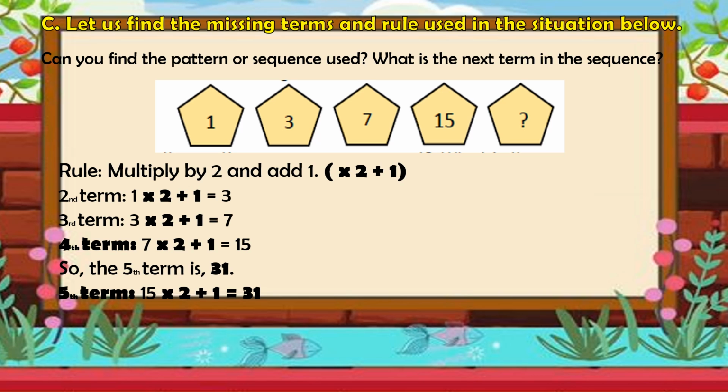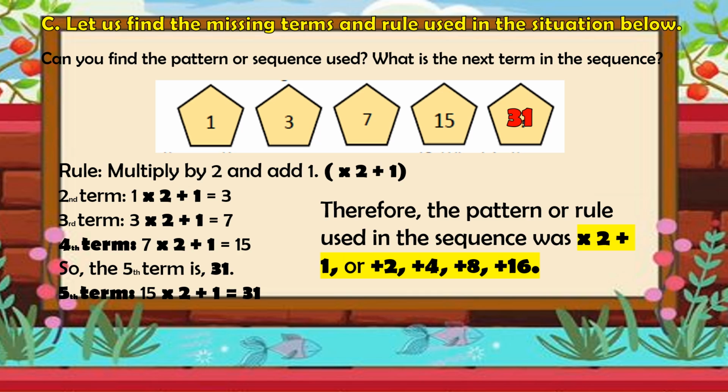So that means 15 times 2 plus 1 is equal to 31. Therefore, the pattern or rule used in the sequence was times 2 plus 1, or it can be plus 2, plus 4, plus 8, plus 16.